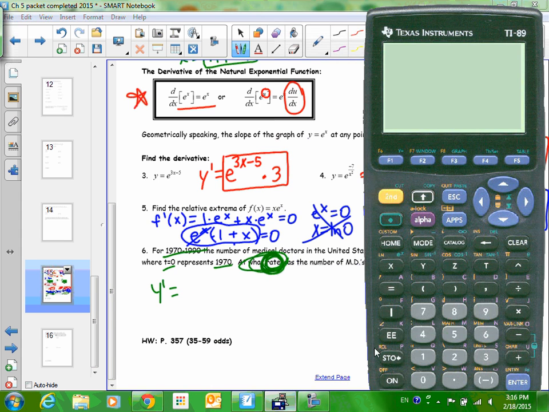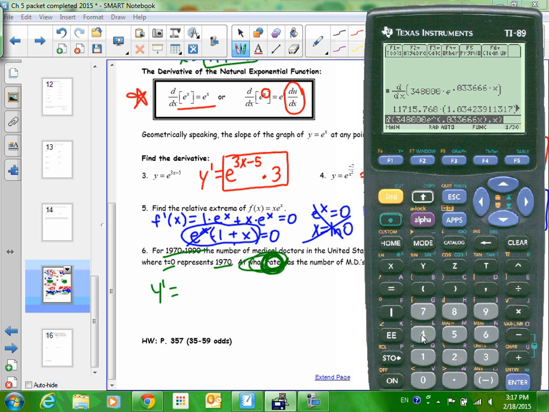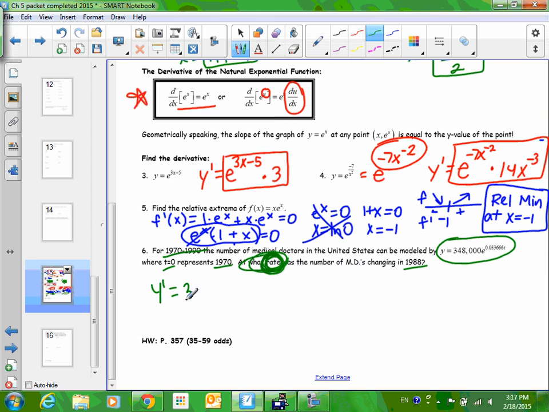Now, we could do this by hand, or we could do this on our calculator. Remember, we can go F3, differentiate, 348,000 diamond x is e to the power of 0.033666 x. Close that parenthesis, comma x. Y'all stay with me here. We're almost done. This is going to give us kind of a weird result. We could have done this by hand, and now I'm kind of wishing that we had. Here, let's do this by hand.